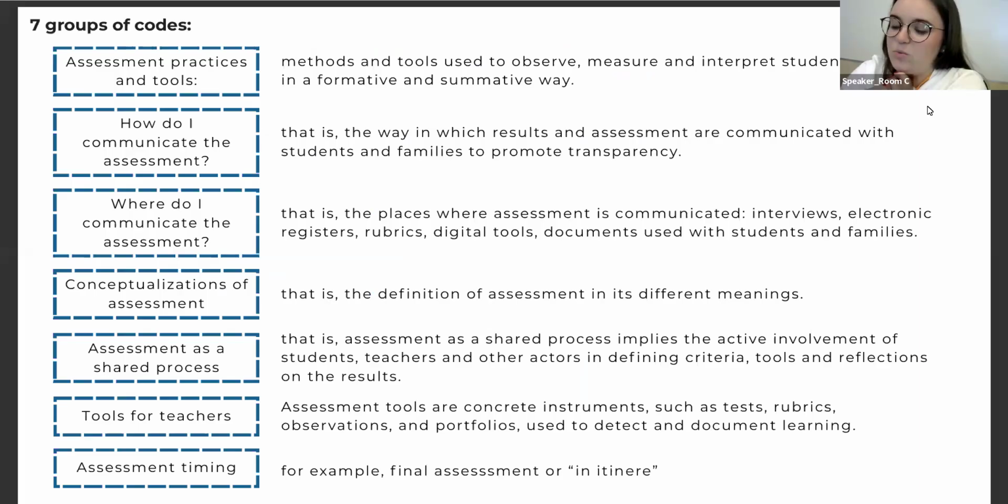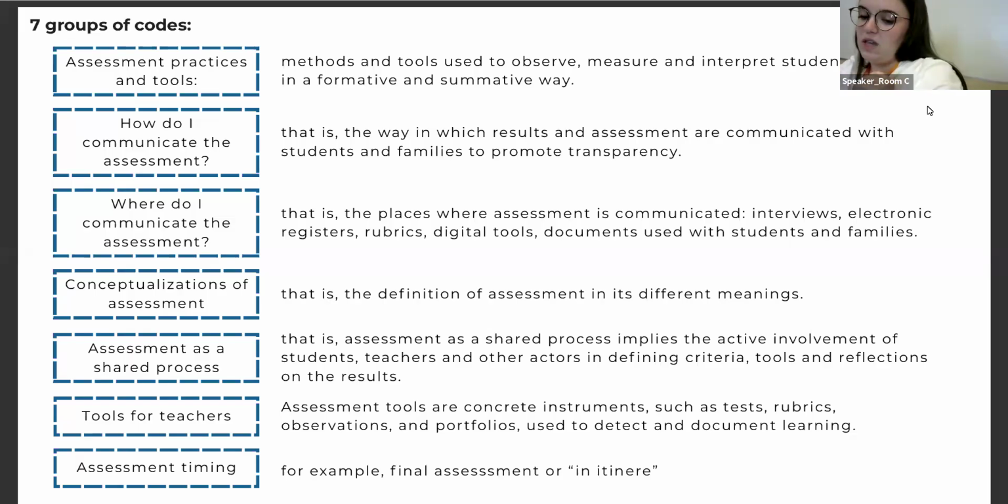All the codes were also categorized in 7 groups that are the same for the middle schools and the high schools. You can see that these groups include assessment practices and tools, which is the main code group represented in the total of codes. How do teachers communicate the assessment, and where do they communicate it? What is the conceptualization? So what are the types of assessment used in schools?